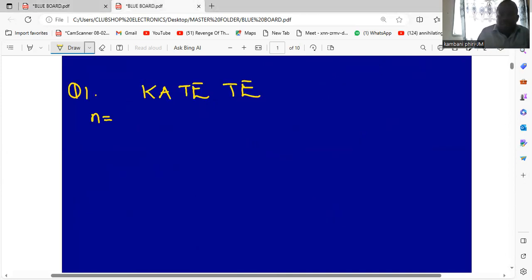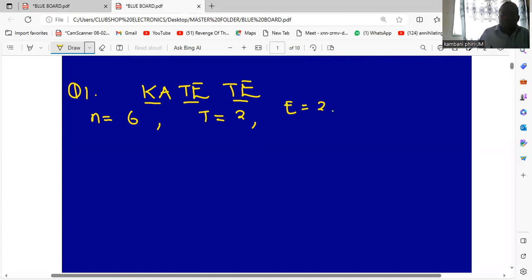So we have 1, 2, 3, 4, 5, 6. There are 6 letters, so n is 6. All right. Then you check if any letter is being repeated. K, no. A, no. T is being repeated twice. E is being repeated twice.